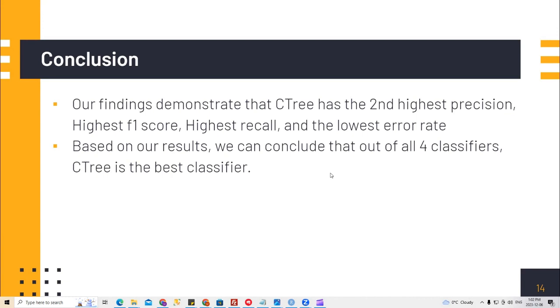And we can determine this mainly because the C-tree had the second highest precision rate. On top of that, it had the highest F1 score and also had the highest recall and also had the lowest error rate amongst all the classifiers. So based off of all that information, we can determine that the C-tree classifier is the best classifier amongst all of them.